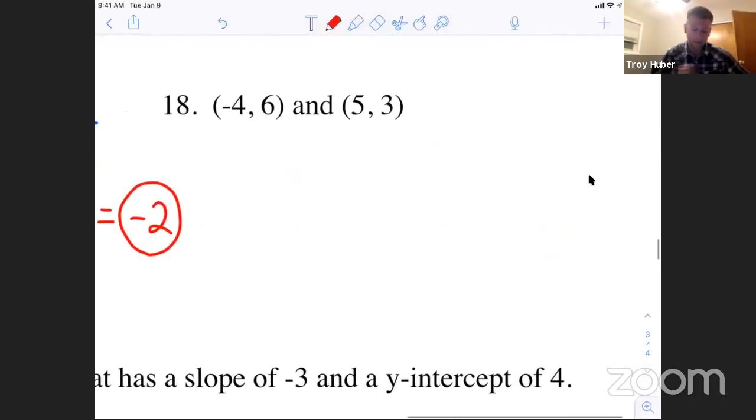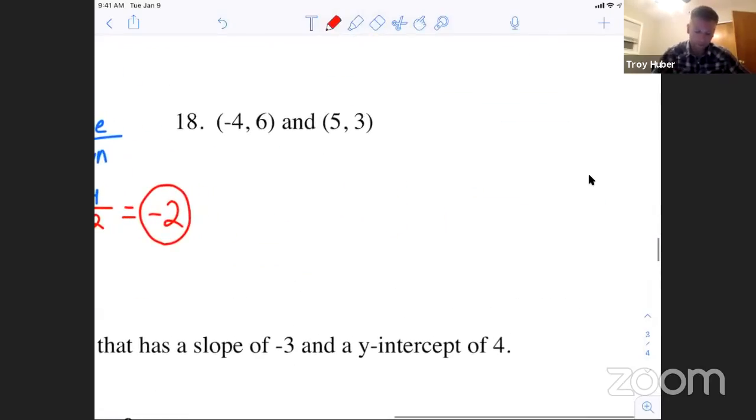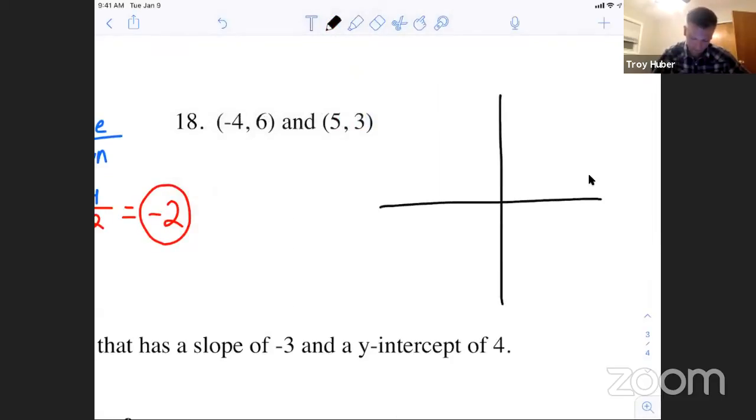Uh-oh, here we get a little bit trickier. All right, so just like this one, we could use a graph. So we could graph these 2 points. We could say, okay, (5, 3) would be right about here. All right, and (-4, 6).